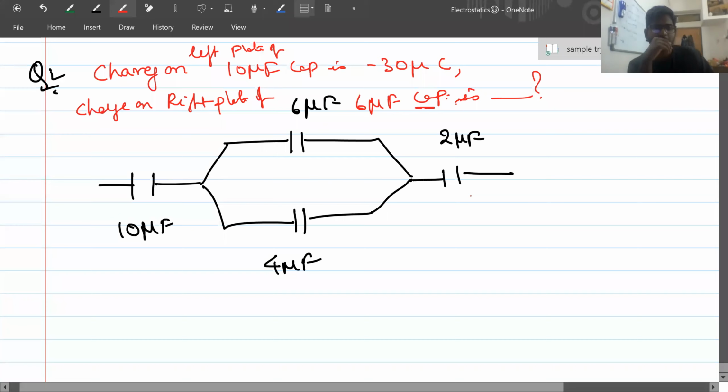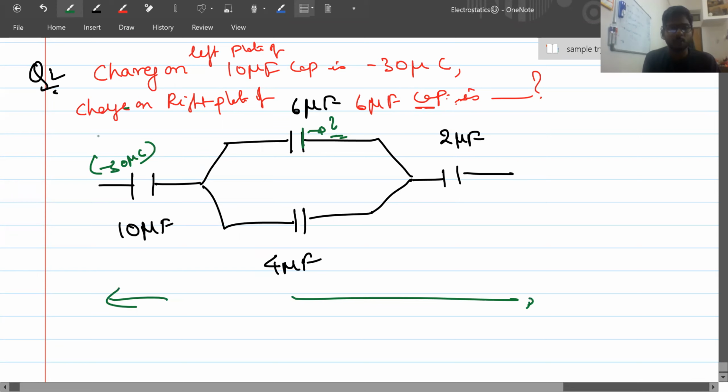Here the question is, in the given arrangement, the charge on the left plate of the 10 microfarad capacitor is minus 30 microcoulombs. And the charge on the right plate of the 6 microfarad capacitor is, this place, what is the charge here? That is the question asked. Now, the one thing you need to remember, if we consider this as one circuit, whatever the charge that is present on the left plate of this one is minus 30 microcoulombs, which means this is plus 30 microcoulombs.